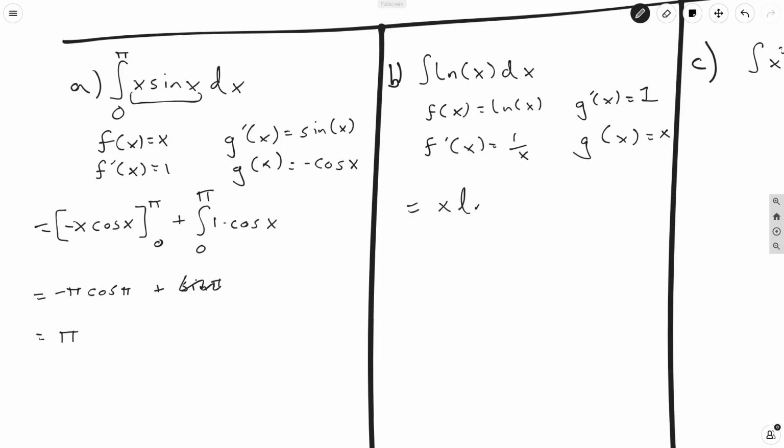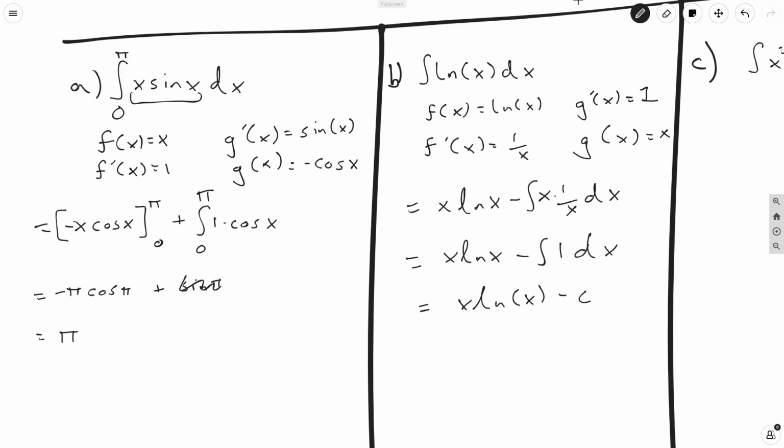And now we can do integration by parts. So you end up with x ln x minus the integral of f prime times g, and f prime times g is x times 1 over x dx. So this is equal to x ln x minus the integral of 1 dx. So this is equal to x ln x minus c. However, minus c is just adding on some constant, so we can say plus c and it doesn't matter here, because c could be negative, for example. So this is actually the antiderivative of ln of x. It's x ln of x plus c.